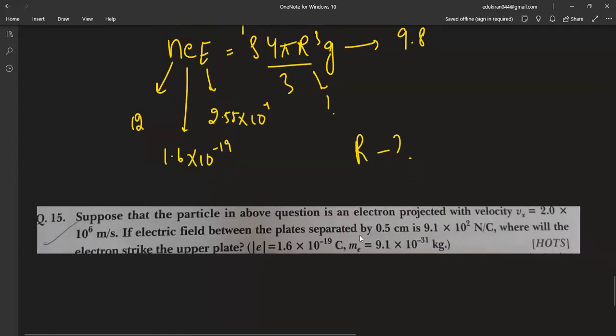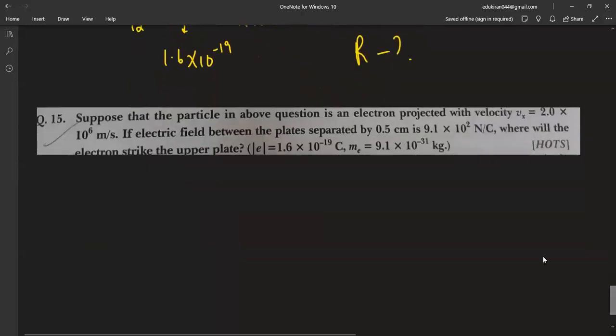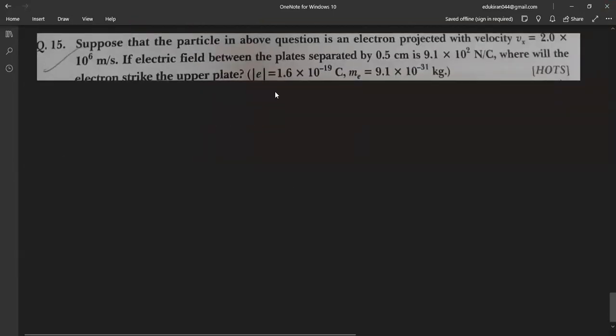Please see the 14th question. Velocity is given, electric field is given, separation is given. Where will it strike? We need the charge. Let's see if we can do it without the above question, whatever is written. Velocity is given as 2 into 10 to the power 6 meter per second.